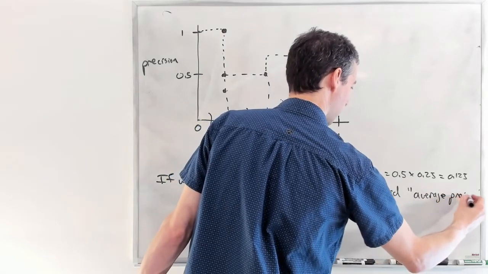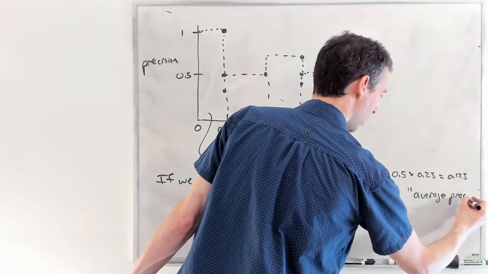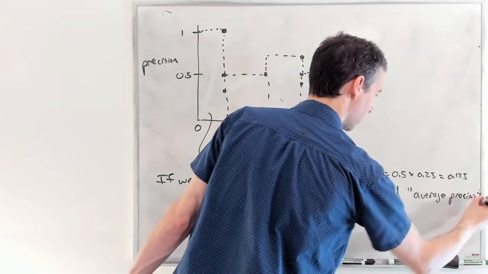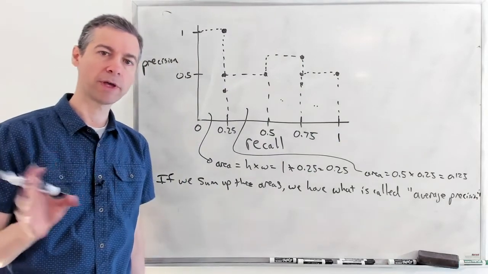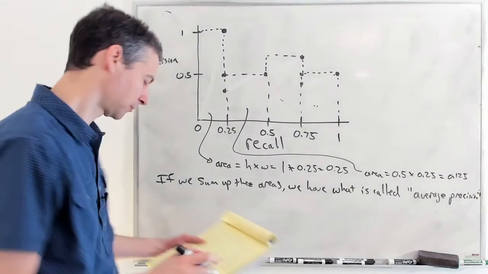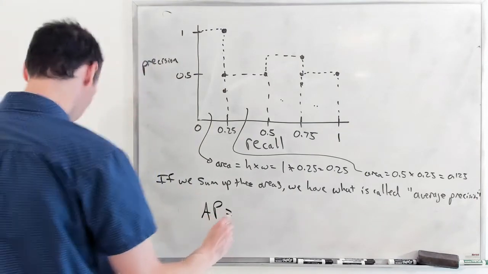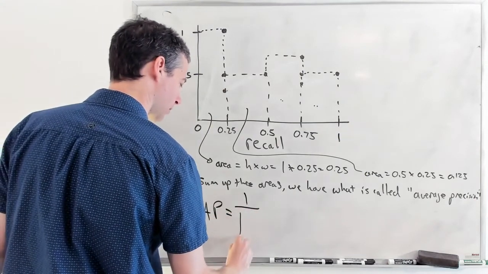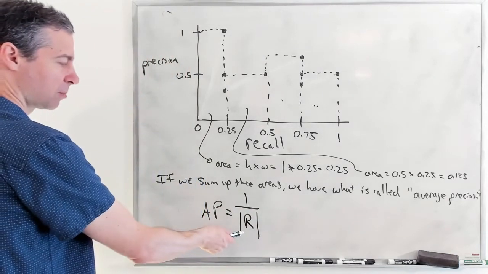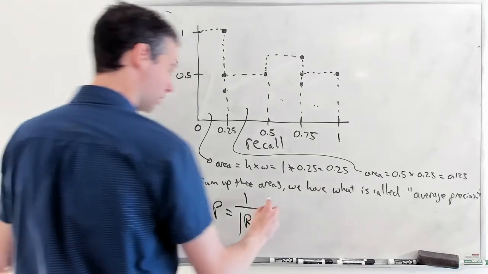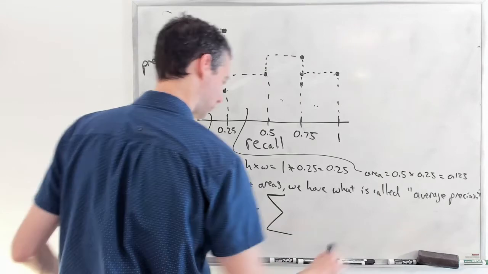The way to think about the name is that we are taking the average of the precision at n at those ranks where we found a relevant document. So average precision is equal to 1 over the number of relevant documents, this is the number of relevant documents, and I'm going to sum up.